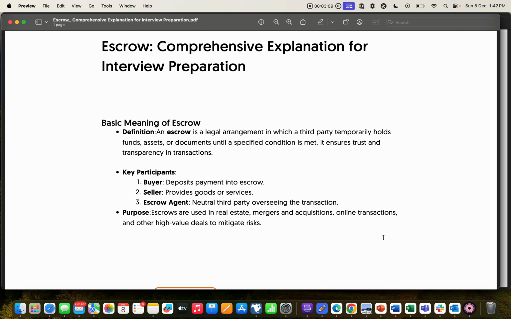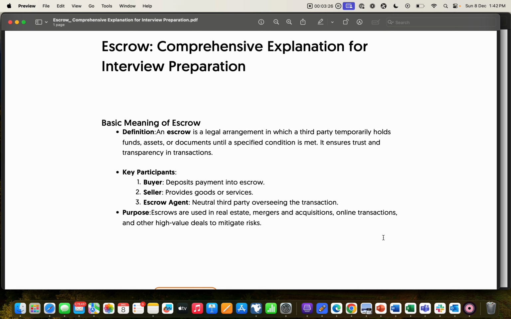If you did not get allotment on the allotment date, 15 December, this amount is reversed to your main account, and you can see it in your balance as well. So this is how the escrow account works. We'll discuss this part in detail as well.